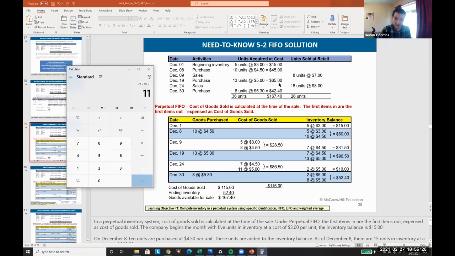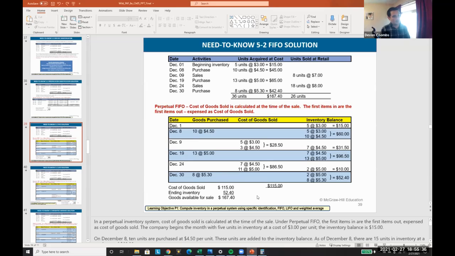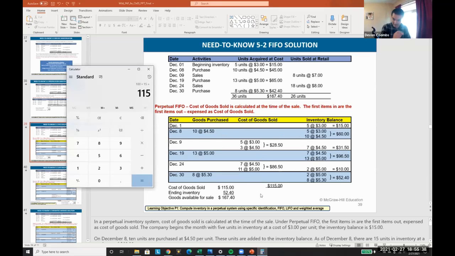And then to calculate the cost of goods sold, I do 11 times the 5. That's 55. Plus I sold all from this and all from the first bucket. That's this 115 here. They're just doing the tracking down below. And then how do I figure out what my ending inventory is? Well, we know we had 2 units left here. So 2 times 5 plus all of my ending units. That's the 52.4.